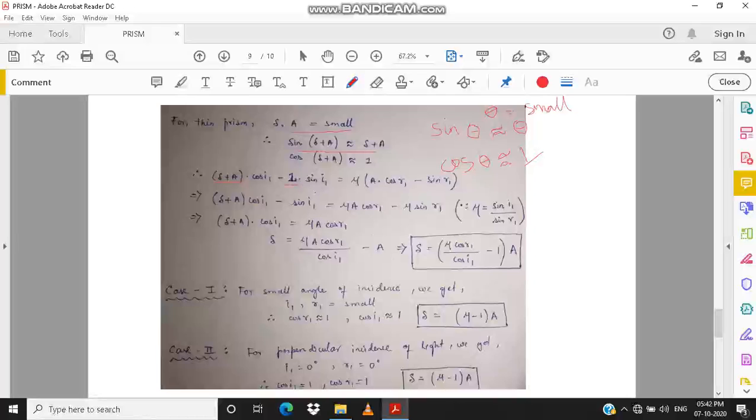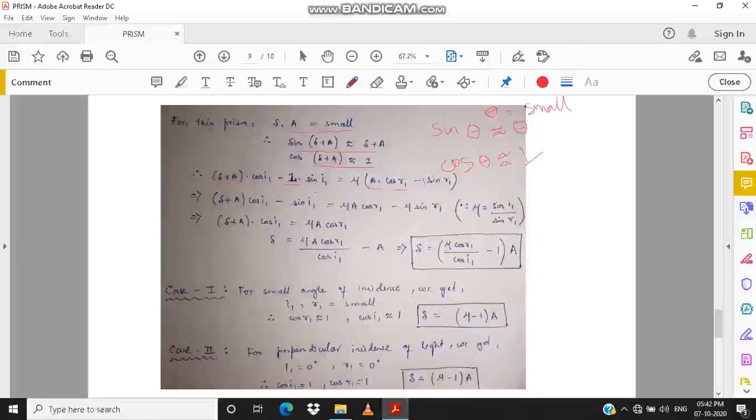Sine I1 remains the same. Now mu is there, and in place of sine A, we wrote only A because it will be changing to only the angle. Cos I1 remains the same, and here the value of cos A is 1. So here the value goes to 1, which I haven't written over here. Okay, so we got this equation.